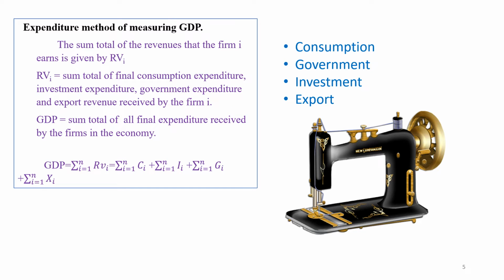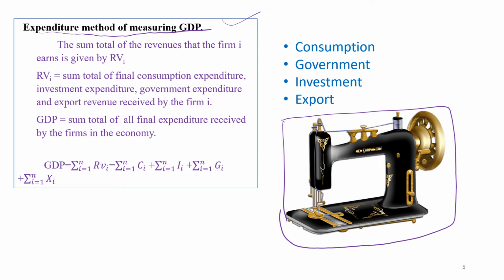Dear students, now let us discuss the expenditure method of measuring GDP. Before we take up this concept, let us discuss a few things before understanding the expenditure method of measuring GDP. There is a firm which is manufacturing sewing machines. If a consumer purchases this sewing machine for domestic purposes, then we call it consumption expenditure.